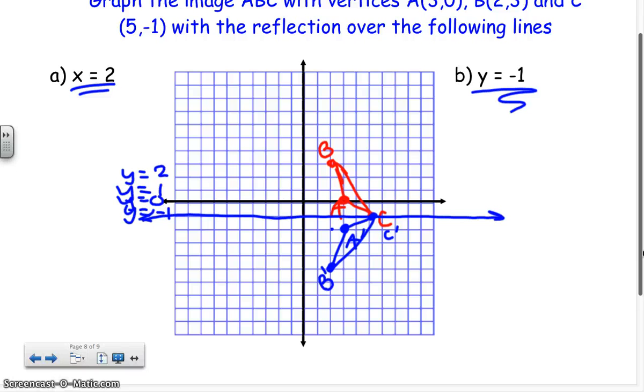The biggest thing I can help you with when you see a question like this on the MCAs, and they say, what would the new image be with a reflection across like an x-axis or y-axis? Just count how far away, redo it yourself on a piece of paper, and try to find the best match. I think that's about it.